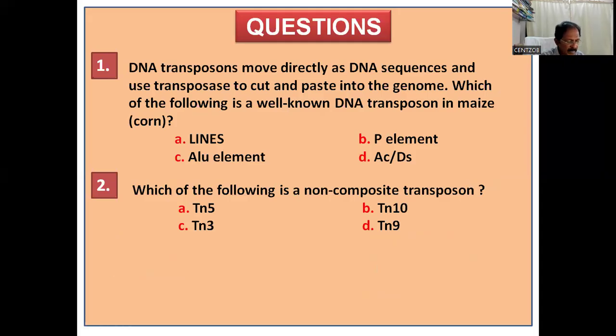First question. DNA transposons move directly as DNA sequences and use transposase to cut and paste into the genome. Which of the following is a well-known transposon in maize corn? Here, the first part of the question is only a general statement. The question is, which of the following is a well-known transposon in maize? It's a direct question. It is the Ac/Ds element. Which of the following is a non-composite transposon? It's also a direct question, Tn3.